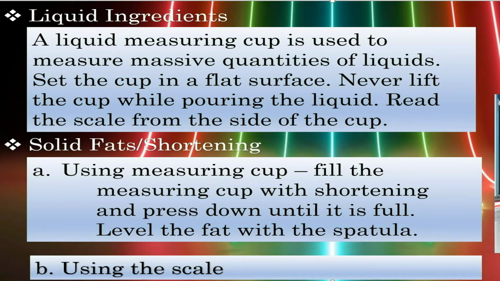There are two ways in measuring solid fats or shortening. First, by using a measuring cup. Fill the measuring cup with the shortening and press down until it is full. Level the fat with a spatula. Second, by using the scale.